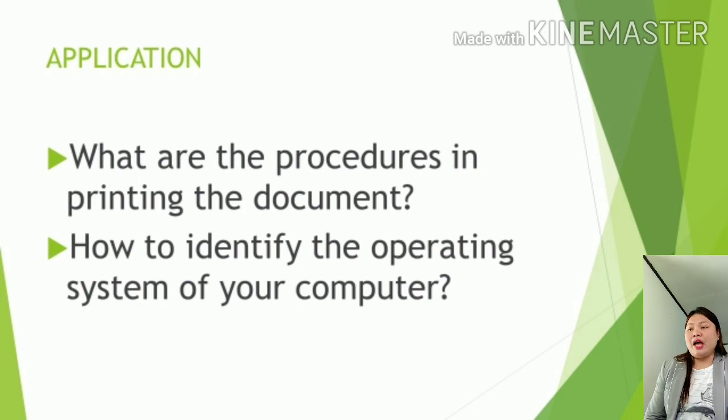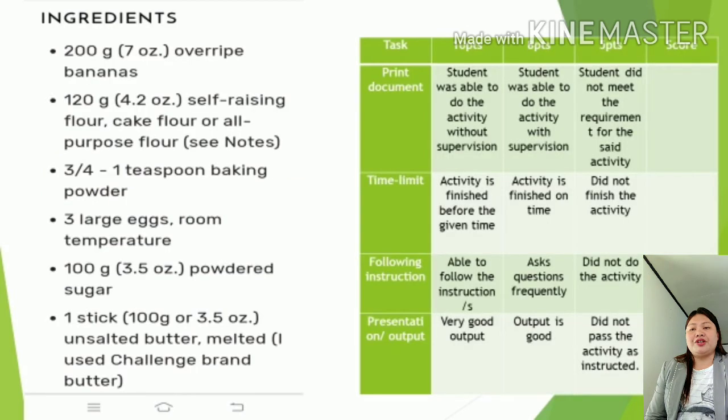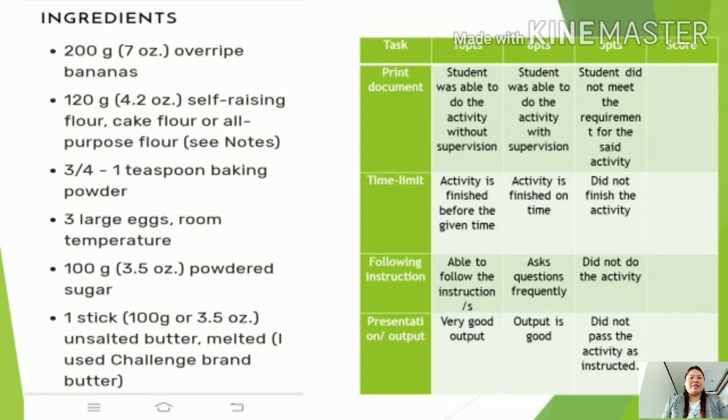Okay, so now our assessment for this day, we will have now a hands-on activity. Okay? You will use the scoring rubrics, class, in rating the performance. Okay? How to print a document. You are going to include the ingredients of the banana cake and print a document and follow the procedures. Okay? So here is now the ingredients of the banana cake.